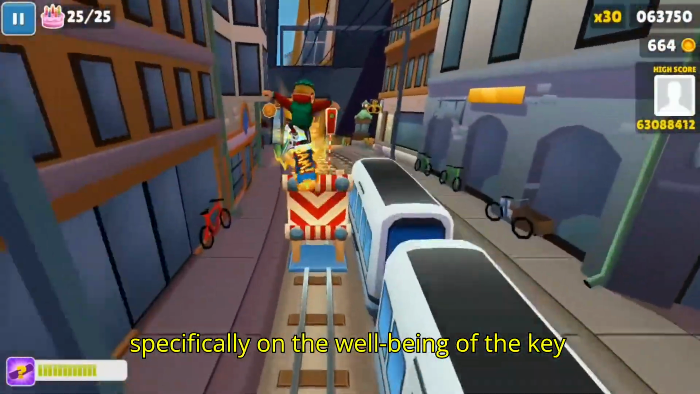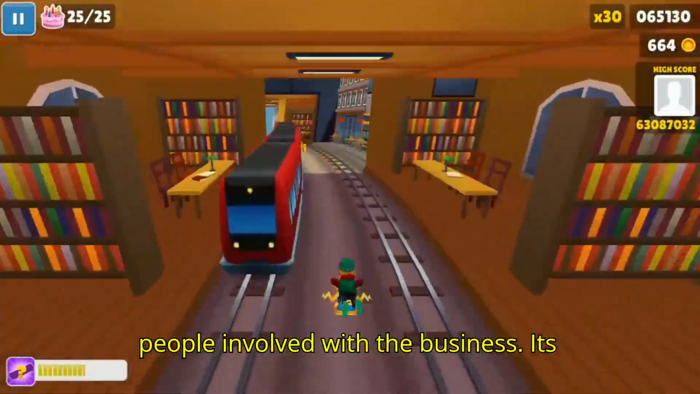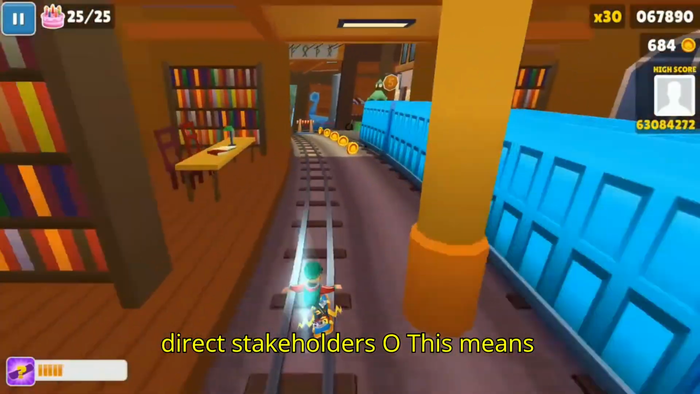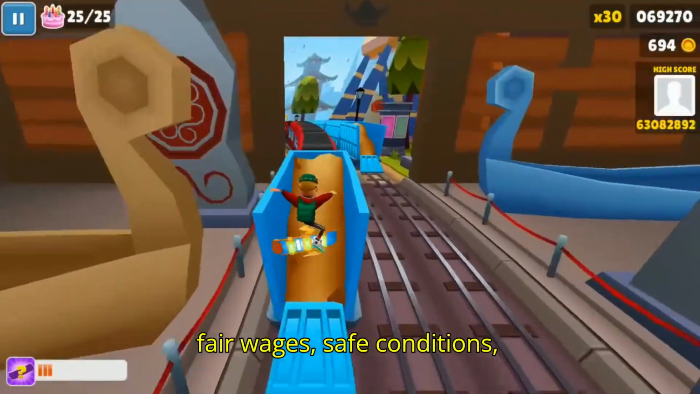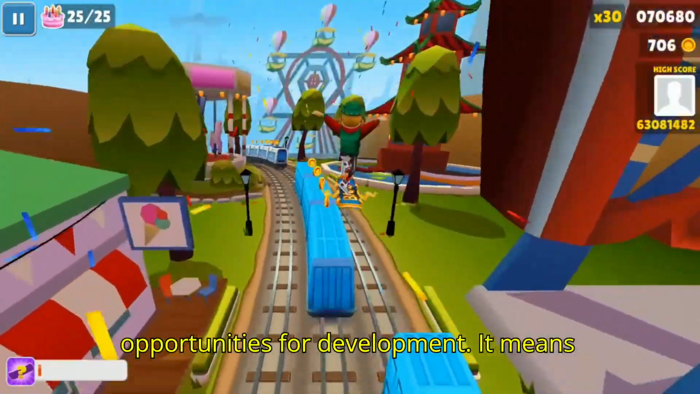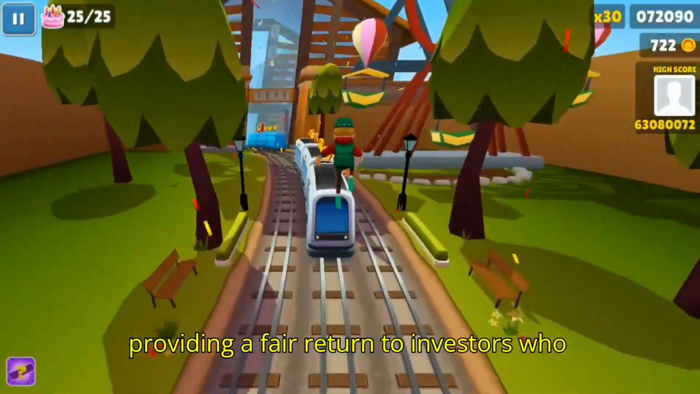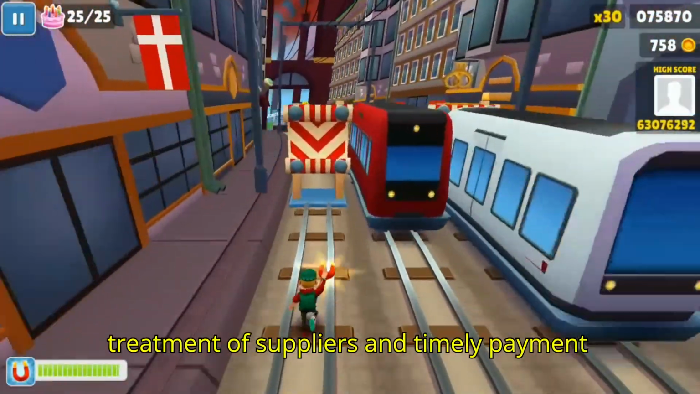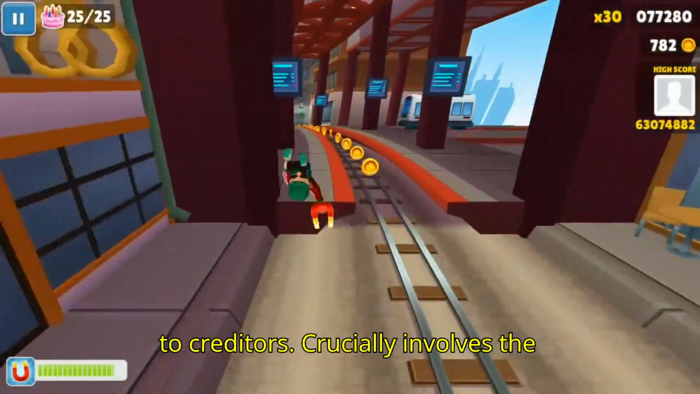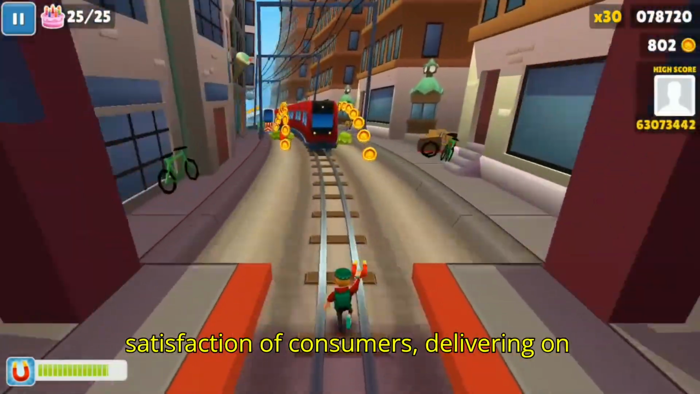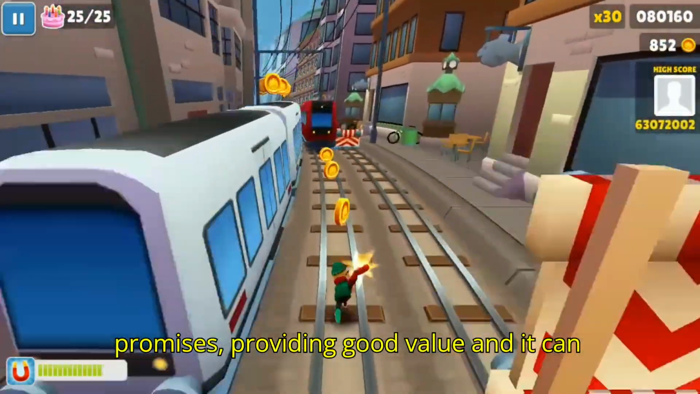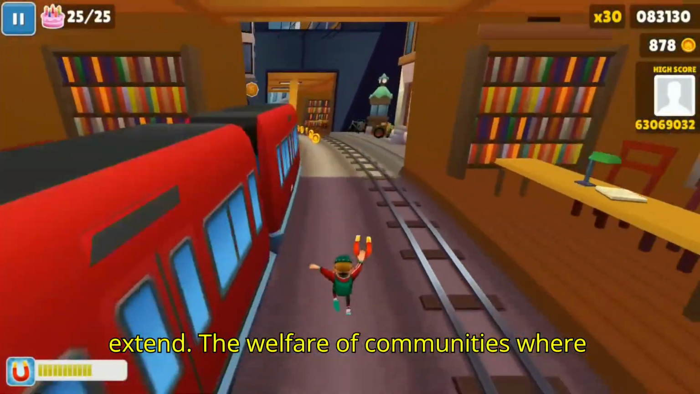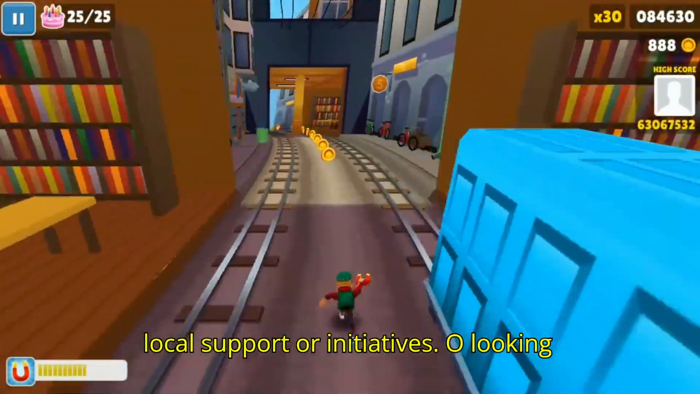This focuses specifically on the well-being of the key people involved with the business, its direct stakeholders. So this means considering the welfare of employees, fair wages, safe conditions, opportunities for development. It means providing a fair return to investors who risk their capital. It includes ethical treatment of suppliers and timely payment to creditors. Crucially, it involves the satisfaction of consumers, delivering on promises, providing good value, and it can extend to the welfare of communities where the business operates, perhaps through local support or initiatives.